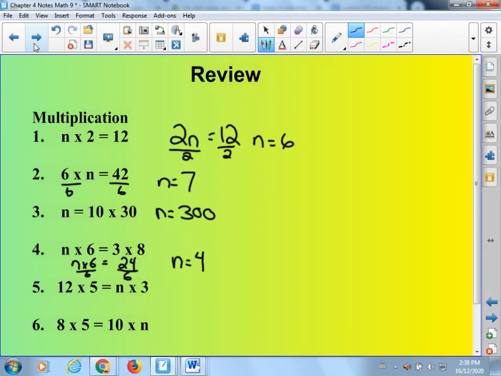12 times 5 on the same side of the equation is equal to 60. The opposite of multiplying by 3 is actually dividing by 3. So 60 divided by 3 is actually equal to 20. And the last one, 8 times 5 is 40. And that is equal to 10 times n. The opposite of multiplying by 10 is dividing by 10. And what I do to one side, I do to the other. 4 is equal to n.